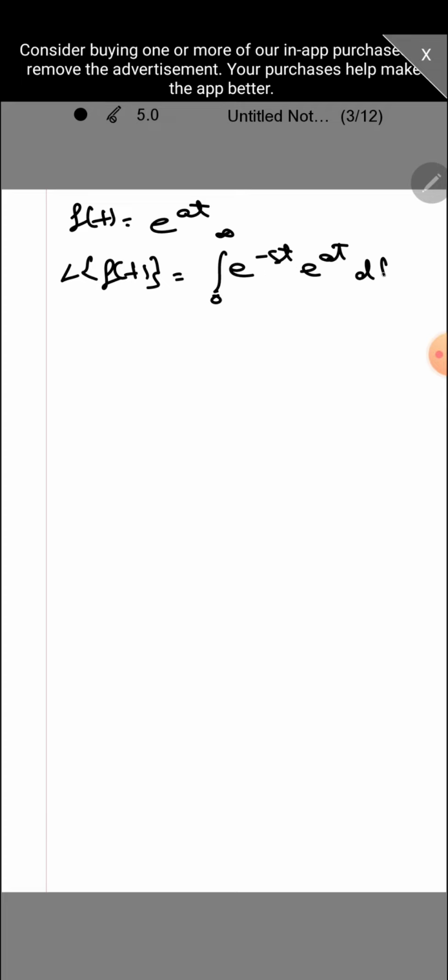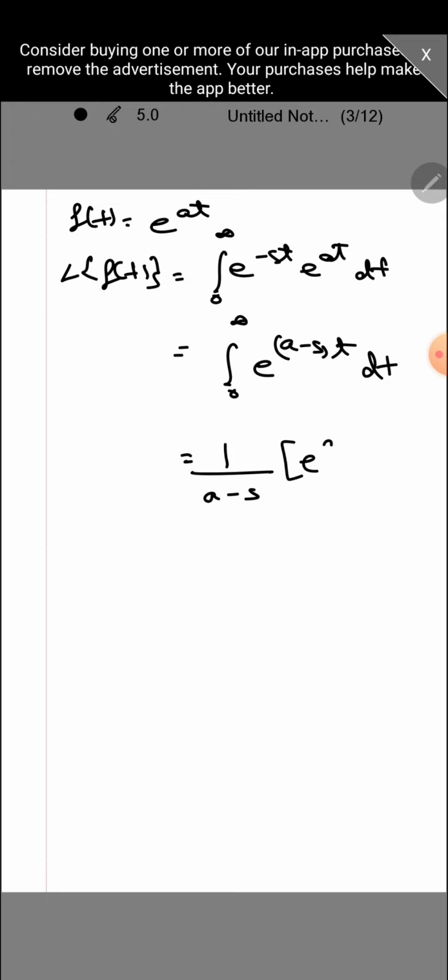The second elementary function we have is f(t) equal to e to the power at. Clear. So its Laplace transform is quite easy to find. So it is integration 0 to infinity e to the power minus st e to the power at dt, which is equal to integration 0 to infinity e to the power a minus s times t dt, which is equal to 1 over a minus s, and here you have e to the power a minus s times t from 0 to infinity.